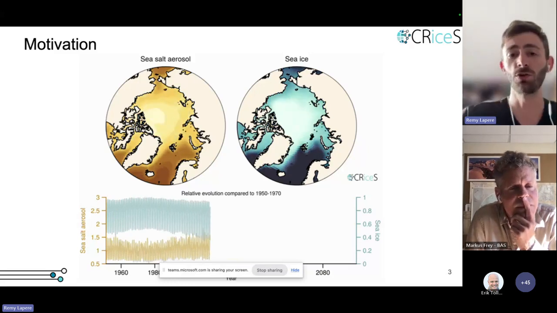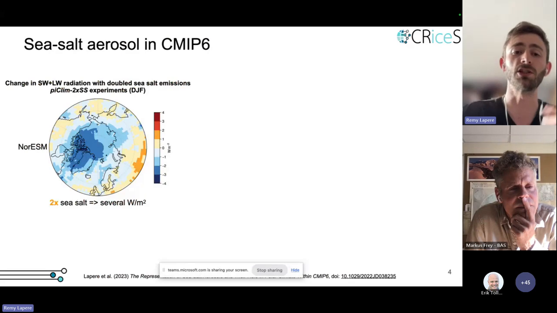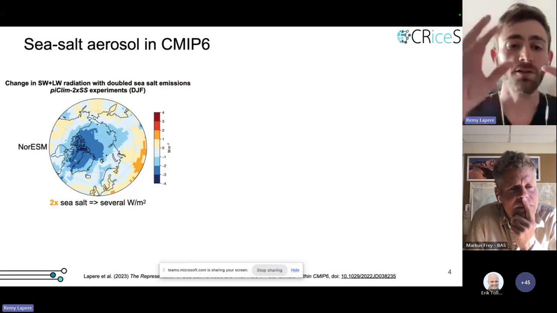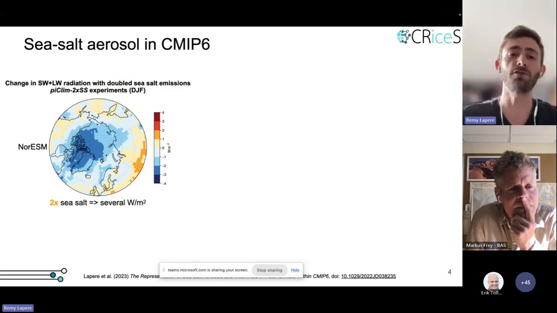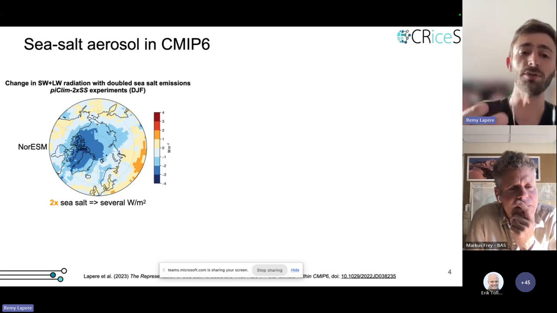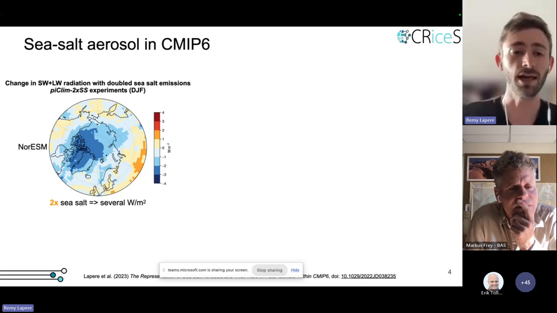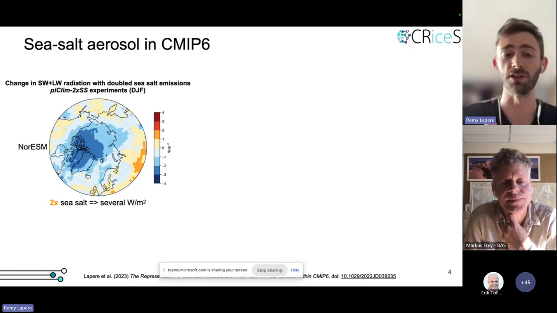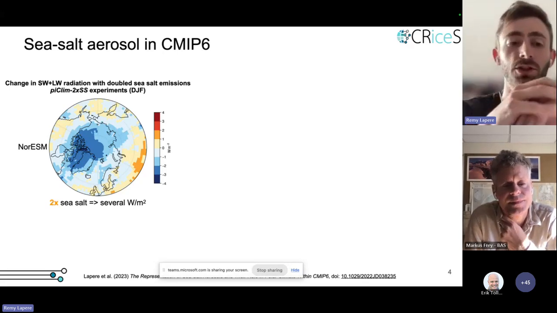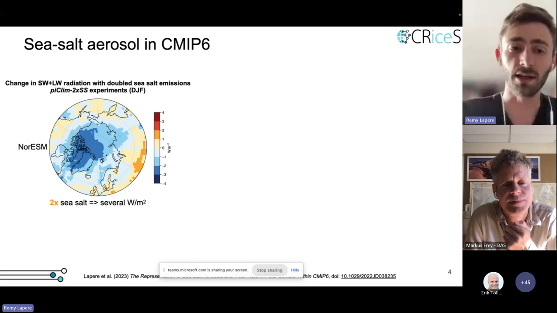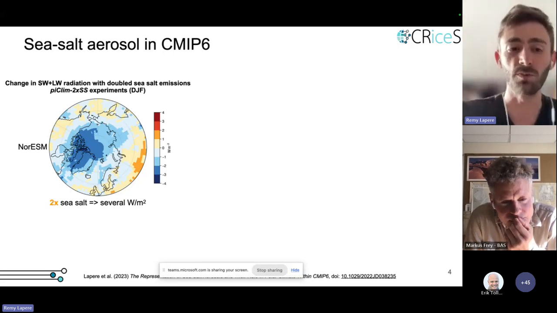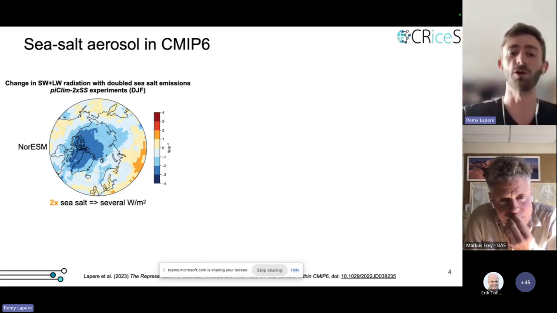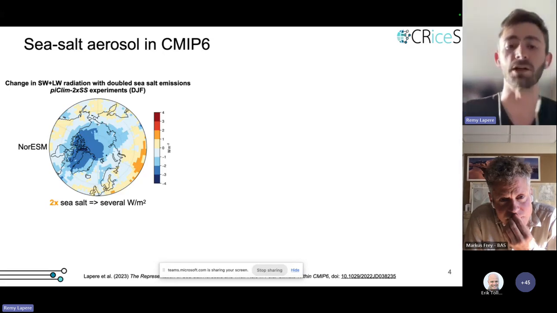So the first question is, should those models care about the sea salt they put in the atmosphere? For that, we used these experiments from CNRS, which double emissions artificially. In this case, they double the emissions of sea salt aerosols all over the world. And we can see the response in radiation related to a doubling of the sea salt emissions in one particular model, which is NORISM. And we can see that there's a cooling effect of a few watts per meter squared in the central Arctic when you double sea salt aerosol. Okay, let's keep that in mind.